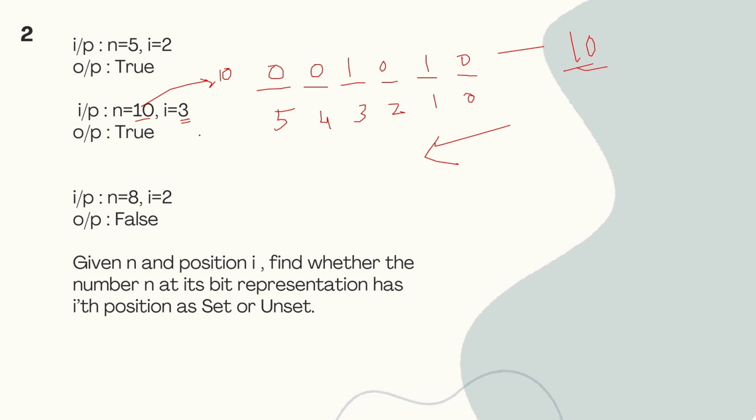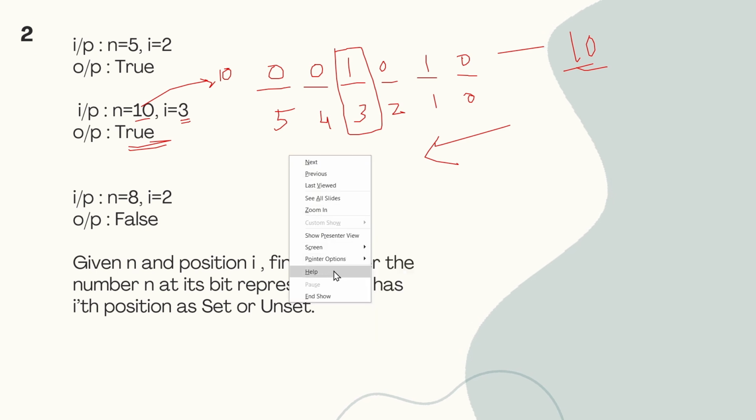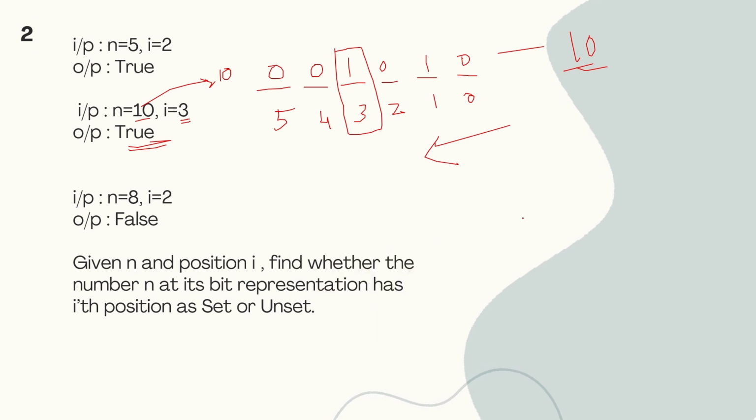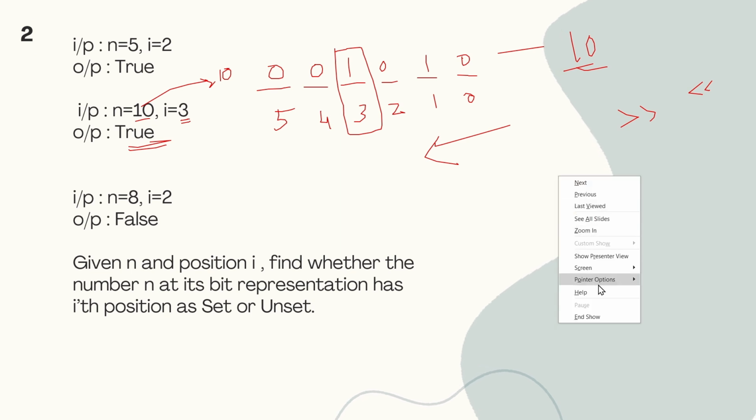Now at the third position you need to check. So clearly you can check at the third position the value is 1 and you need to return true. So the problem is very clear, right? Now how can we solve this problem? Let me apply the same right shift or left shift concept and solve this problem.